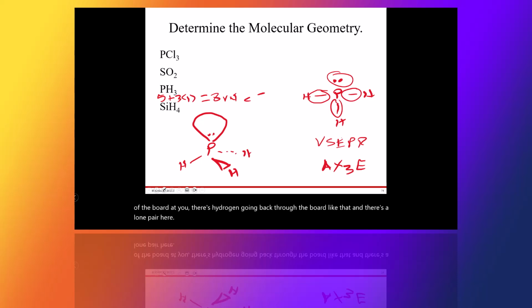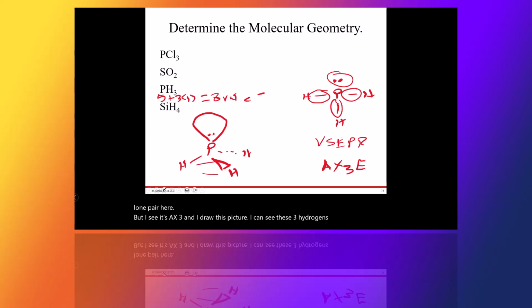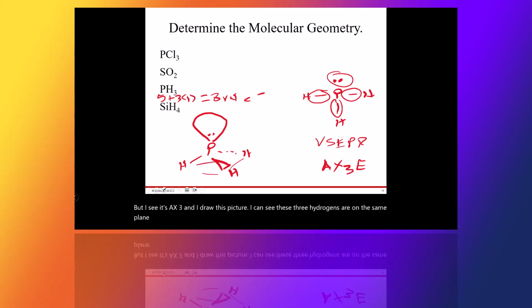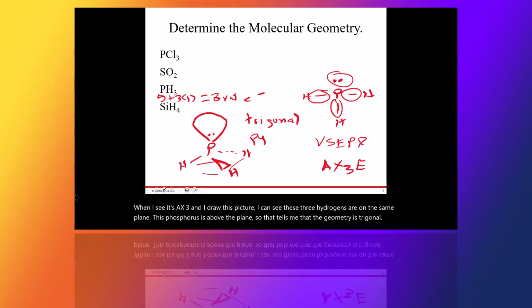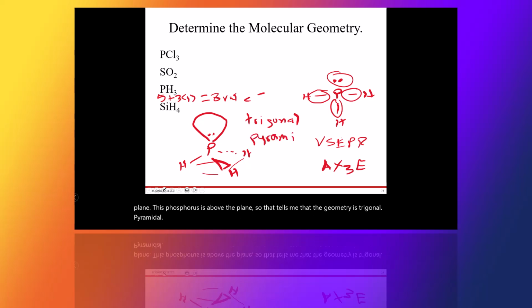When I see it's AX3 and I draw this picture, I can see these 3 hydrogens are on the same plane. This phosphorus is above the plane. So that tells me that the geometry is trigonal pyramidal. And I'm done.